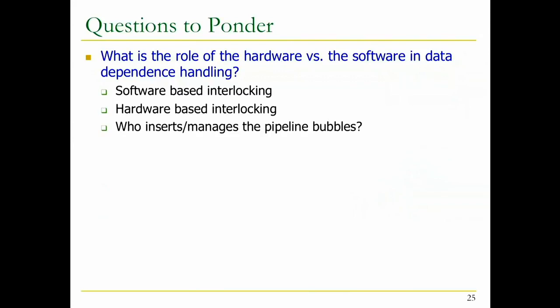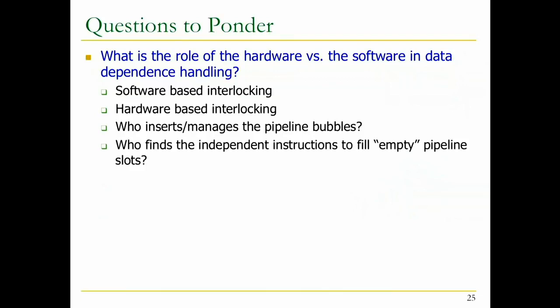Basically, these differ in who inserts or manages the pipeline bubbles. If you have software-based interlocking, software inserts no-ops for pipeline bubbles, if no-ops need to be inserted, or if the software is smarter, the compiler or the programmer who programs in assembly is smarter, they would find independent instructions and insert them over there such that you don't do that. Hardware-based interlocking, hardware can do exactly the same thing, except it inserts a bubble, or it finds independent instructions also, as we will see next week, to execute. So who finds the independent instructions to fill the empty pipeline slots? That basically depends on who does this, and you can always combine these also, right?